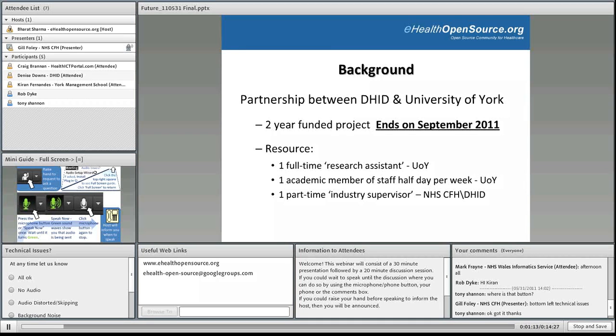So to give a little bit of background, and I appreciate that most online now will already be aware of this, the Department of Health Informatics Directorate has been working closely in partnership with the University of York for the last 2 years on a funded project. This project ends in September this year. It's currently resourced with a full-time research assistant, and we've got 1 academic member who's online with us today, Kieran, and then of course myself, who's the industry supervisor, which previously was Denise Downs. After September, this resource clearly ends, so today we're looking at how we take this forward beyond today.